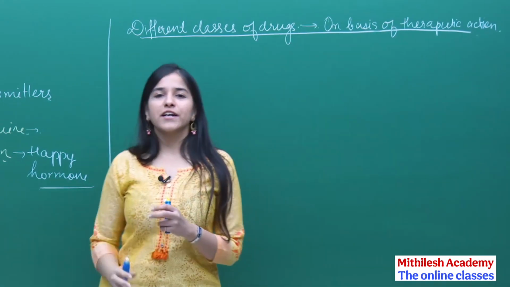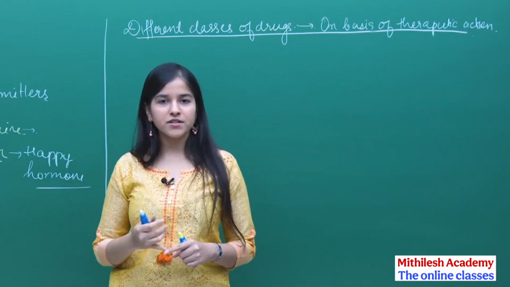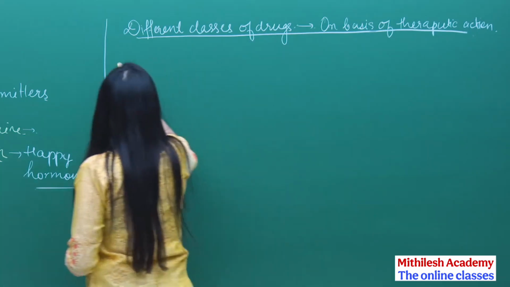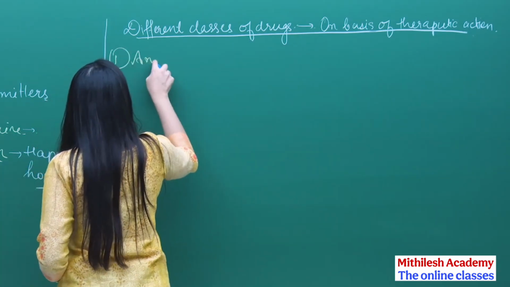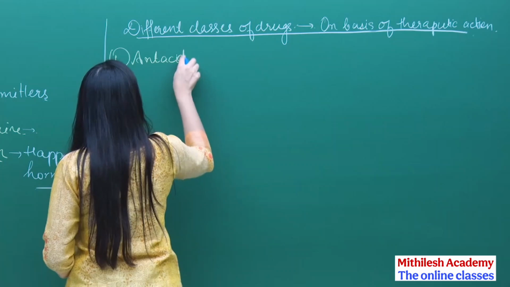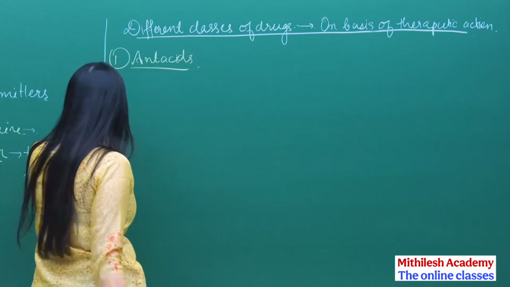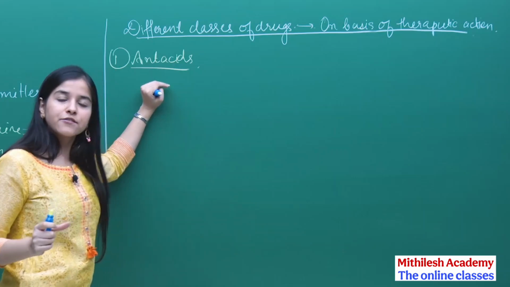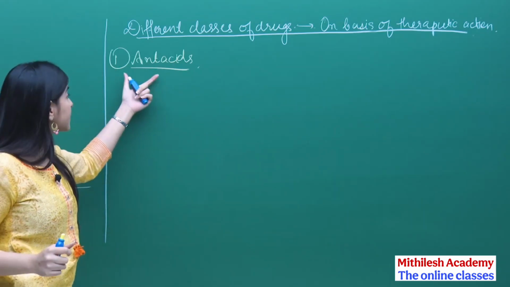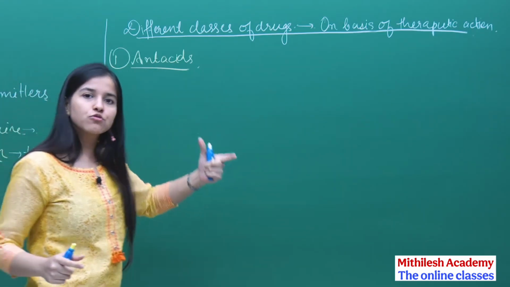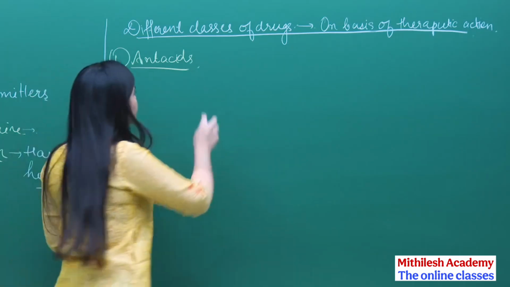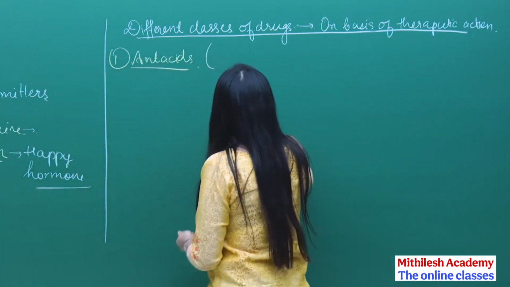For that I would like to introduce one very important and very commonly used drug, antacids. So we have number 1 as antacids. What are antacids? Those drugs which serve as antacids. Ant means anti, and anti to what? Anti to acids. What kind of acids am I talking about?